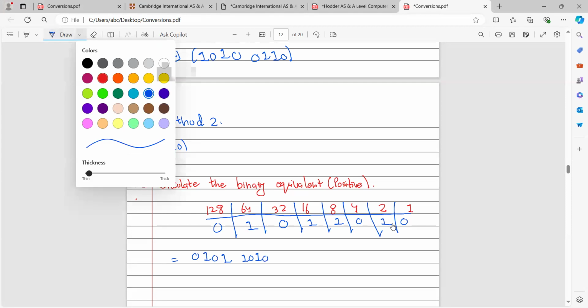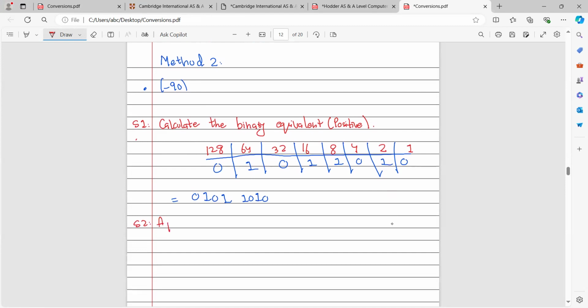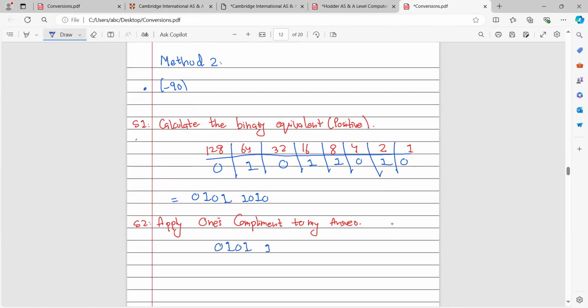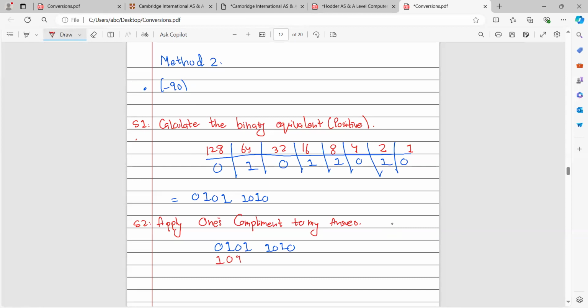Now in step 2, what I'm going to do right here is that I am going to apply one's complement to my answer. And when I'm applying one's complement, now what will happen to this? I have 0101 1010. Now it suddenly becomes 1010 0101. Now, just after this in step 3, what I'm going to do is that I'm going to add up 1 in this 2's complement.